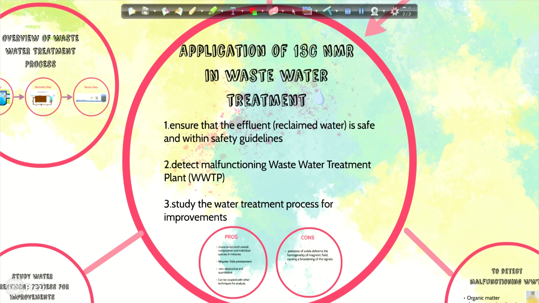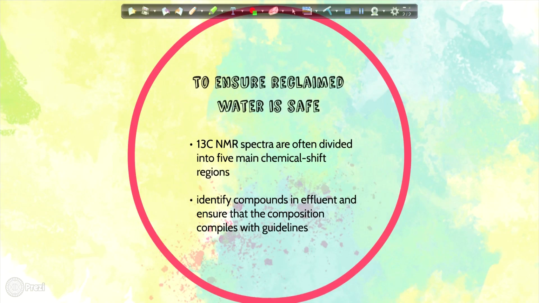Now moving on to the applications of 13C NMR. I will discuss three applications of 13C NMR in wastewater treatment. 13C NMR is useful in ensuring that the effluent, also known as reclaimed water, is safe and within safety guidelines by identifying illegal sources of contamination. It is also able to detect malfunctioning wastewater treatment plants by studying the different components such as complex organic matter in the effluent, sludge, and wastewater. It is also able to study the functioning of the wastewater treatment process for improvements.